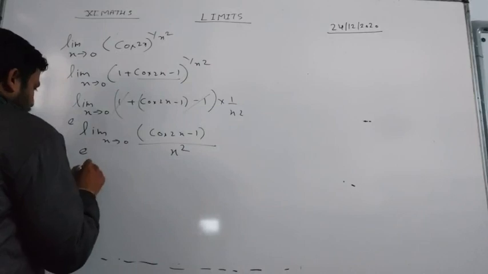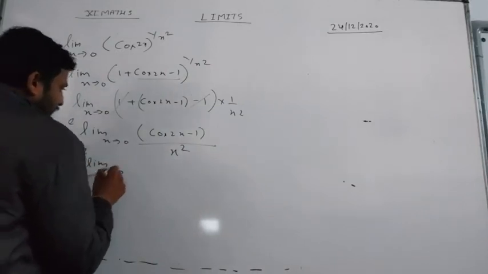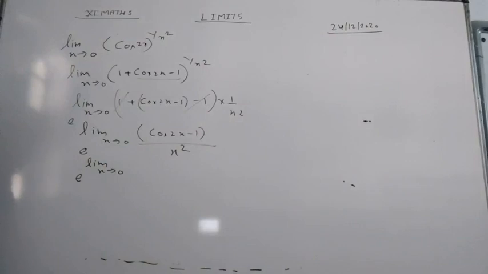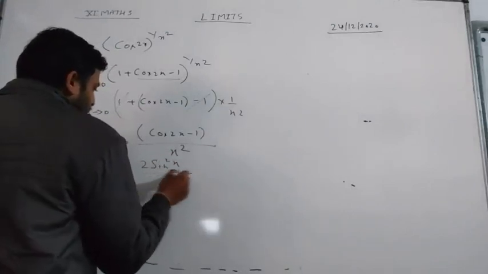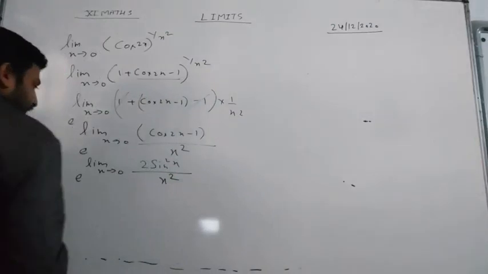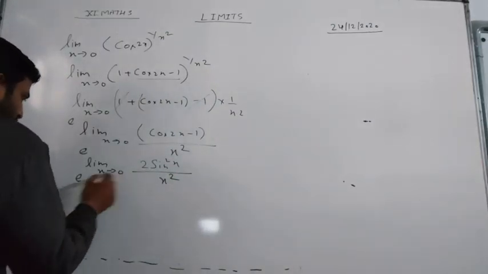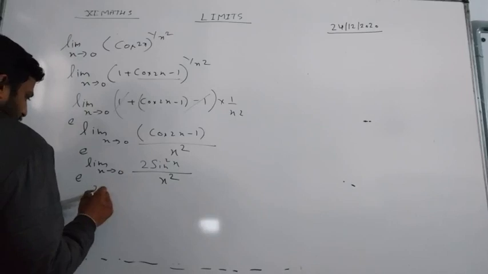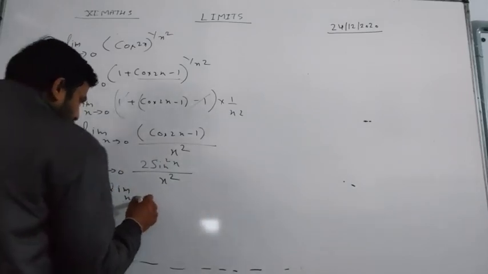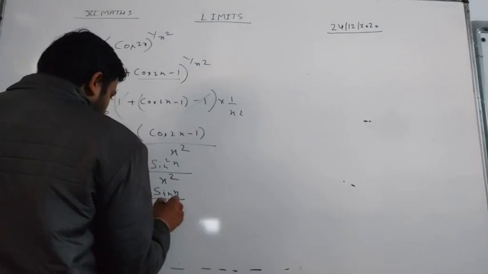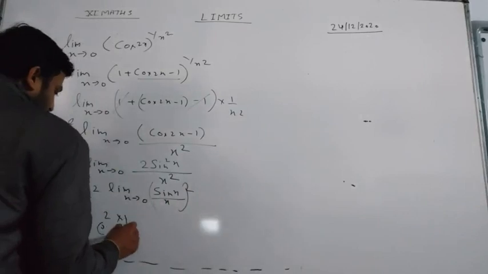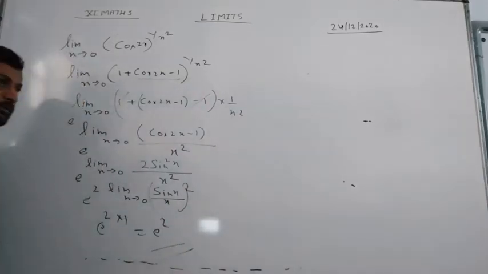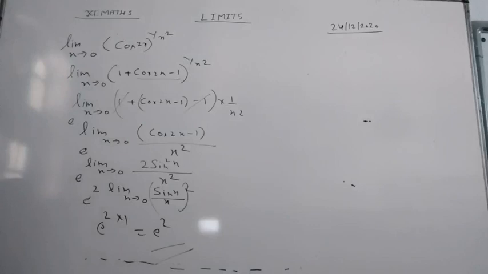Now e to the power limit x tends to 0, this is cos 2x minus 1, so we write the formula. This is 2 sin square x by x square. Okay, students. So e to the power, we write 2 here, limit x tends to 0, (sin x by x) whole square. So this is 1. So we are getting e square into 1. So the result is e square.